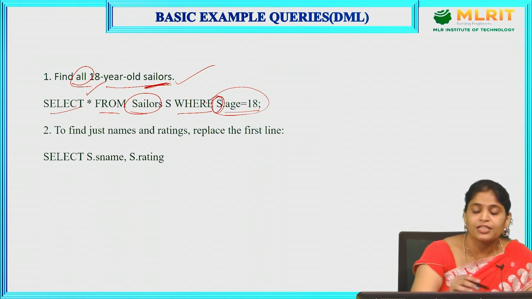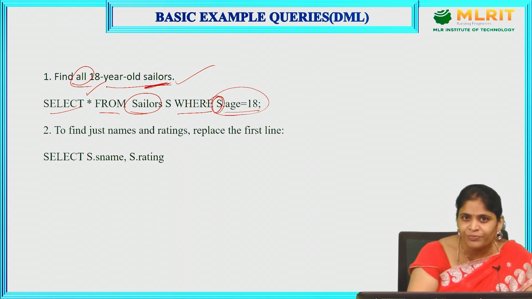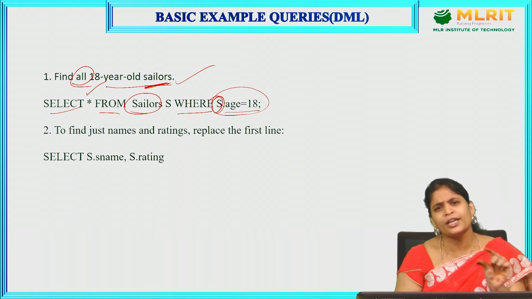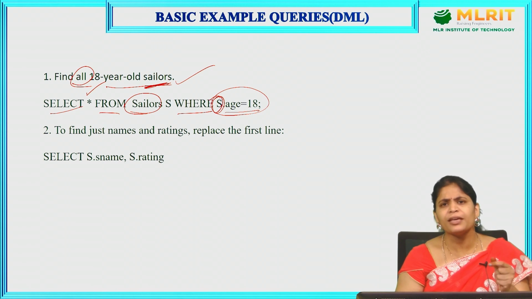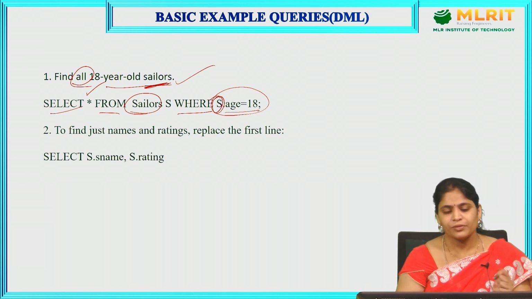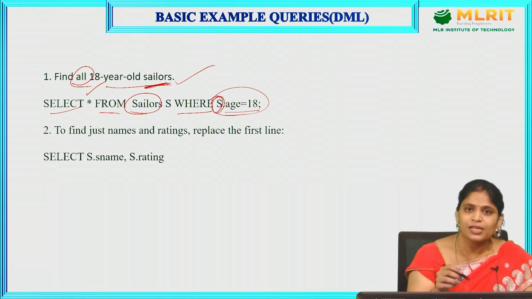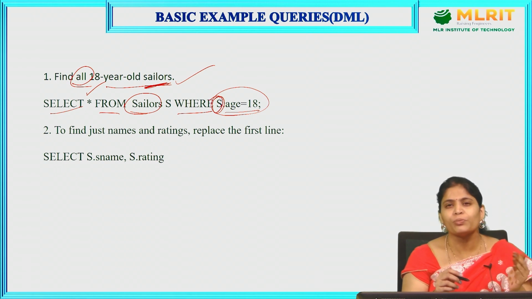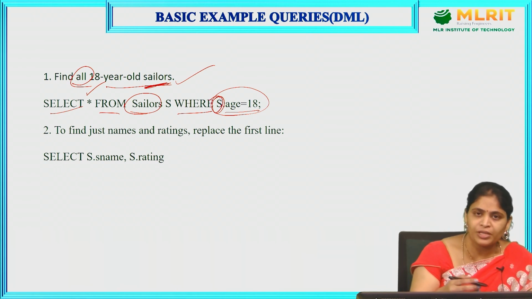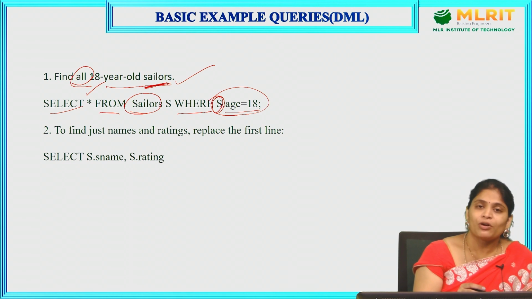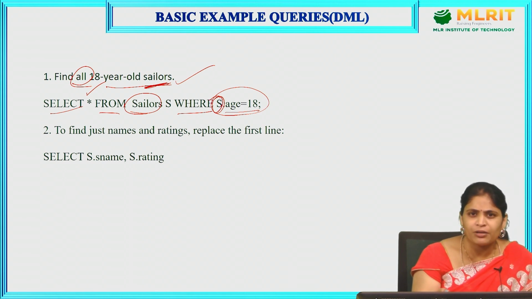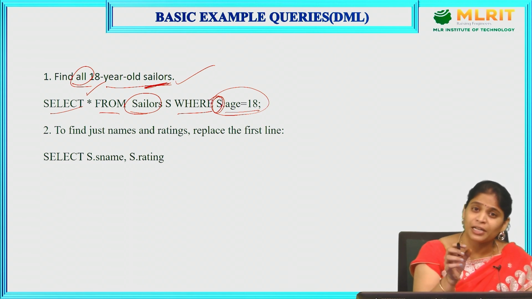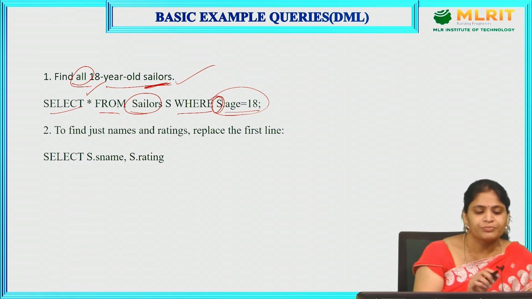Here the S is nothing but the variable that I have represented for Sailors. Instead of writing whole table name, we can write simply variable, S variable, right? For what reason also I have mentioned, that means to remove the ambiguity between the attributes. Why? Because if at all two tables contain same attributes, we have to represent a particular attribute from that particular table. That is the reason the variables have been specified here.